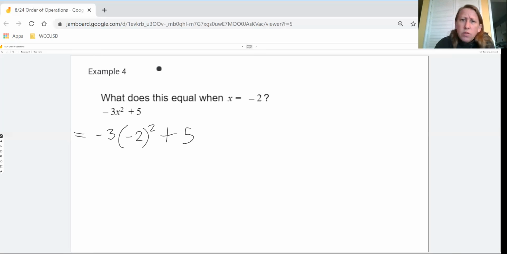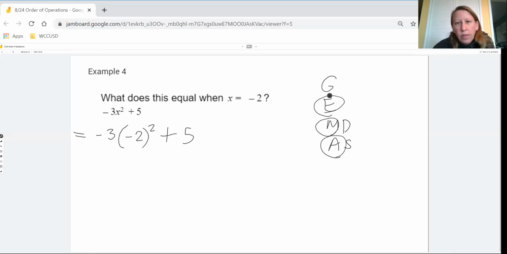All right, where do we start this one? Well, we can remember GEMDAS. Okay, these grouping symbols are not really grouping symbols. This is actually the exponents. We do have multiplication and we do have addition. Okay, so we're going to start with the exponent. Order of operations says deal with the exponent first. So this is going to be -3. Do we know what -2 times -2 is? It's +4. Okay. So I did the exponent.